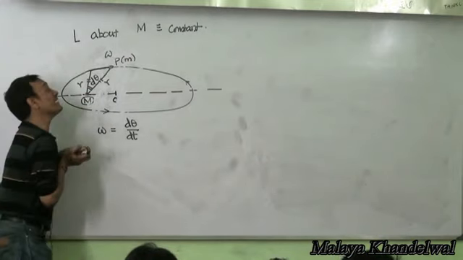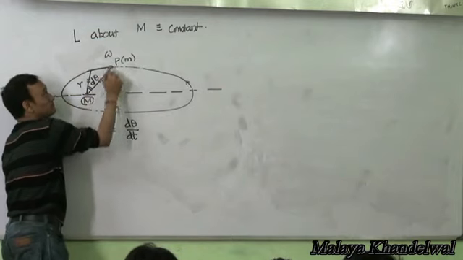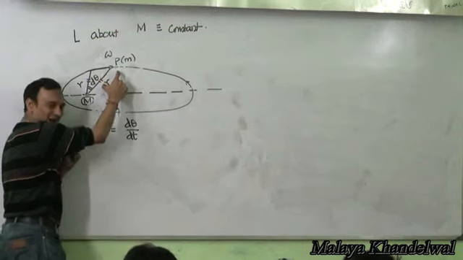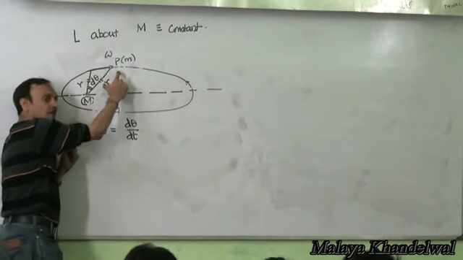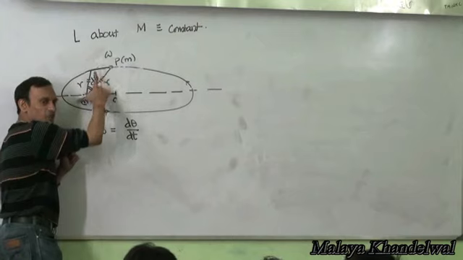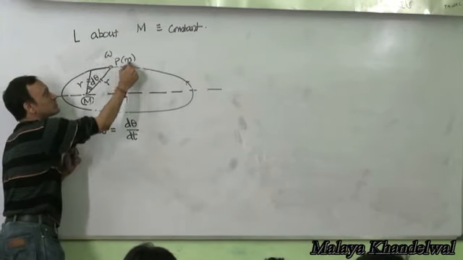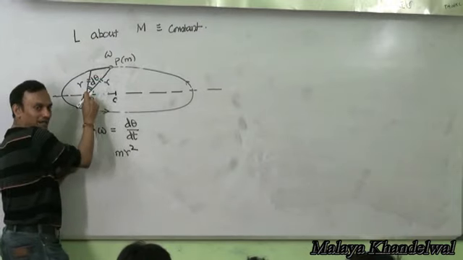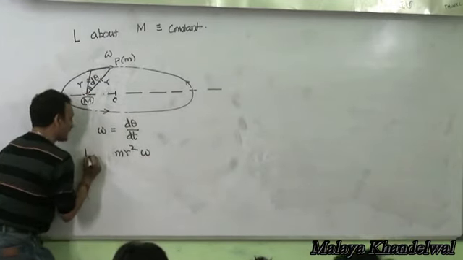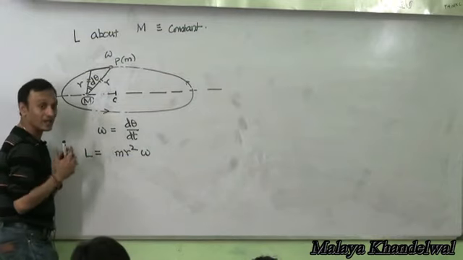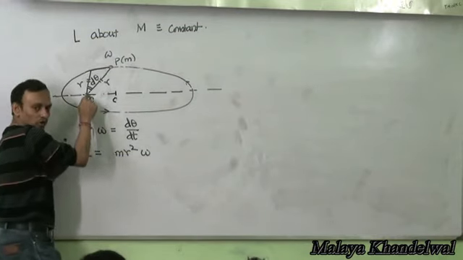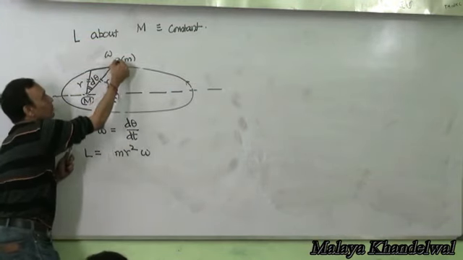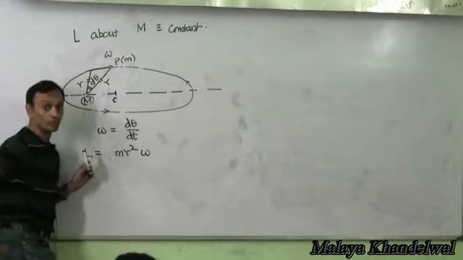The angular momentum of this particle about M would be moment of inertia about M into omega. Moment of inertia about this point is small m into r squared. Moment of inertia, mr squared about capital M, into omega, that's going to be the angular momentum about capital M. Yes or no? I omega. Omega is the angular speed at this instant.